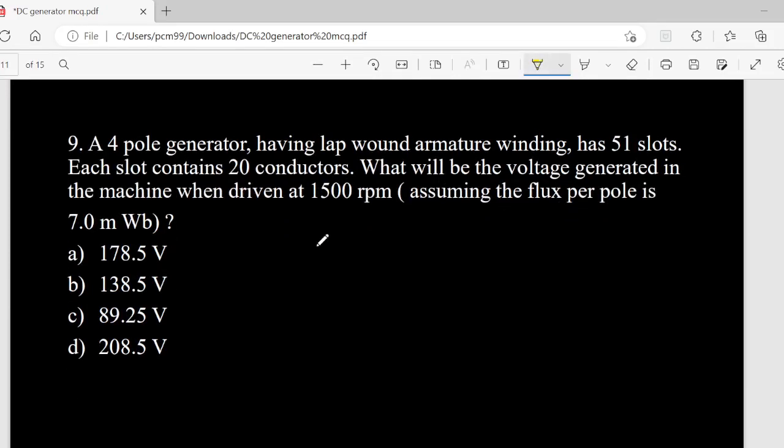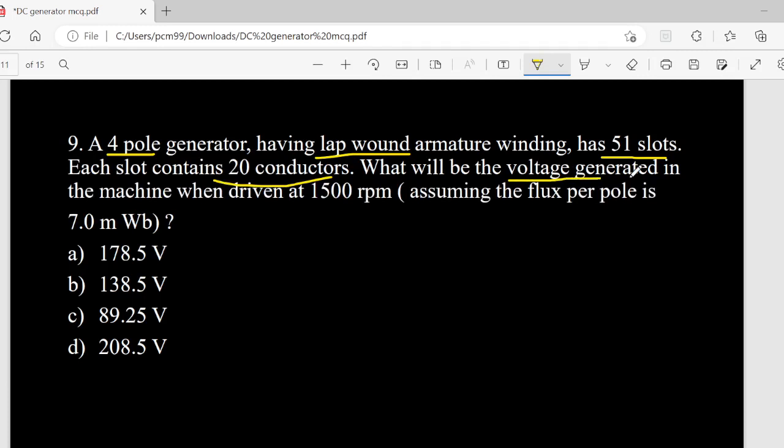Question number 9. A 4-pole generator having lap-wound armature winding has 51 slots. Each slot contains 20 conductors. I am marking 51 slots, 20 conductors given, number of poles that is 4. Here this is the lap wound. What will be the voltage generated?